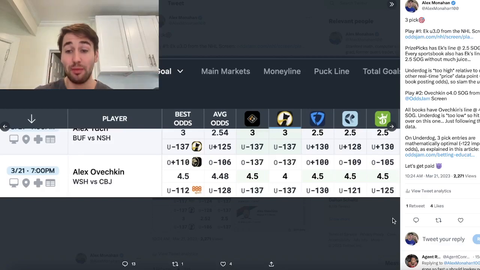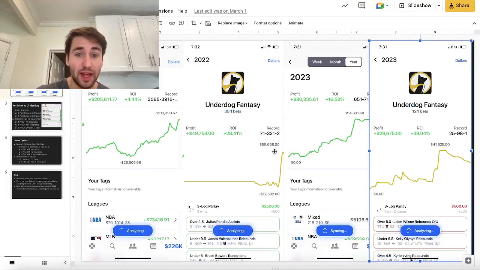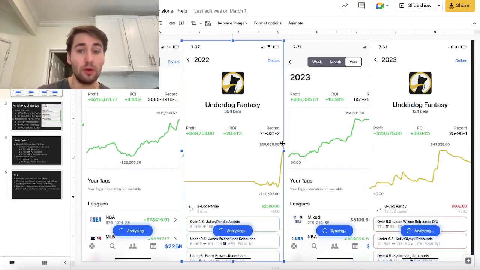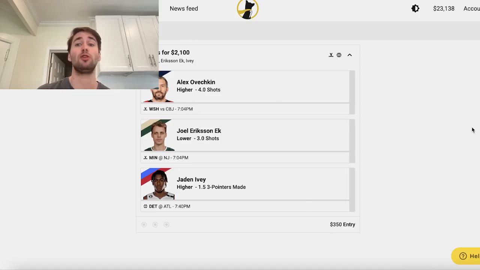Do I claim every bet wins on Underdog Fantasy? No. In 2022, I had 71 wins, 321 losses, and 2 refunds. 71 wins, 321 losses. These are long payouts, right? I'm only staking $350 to win 2.1K, so you're not going to be winning most of the time.